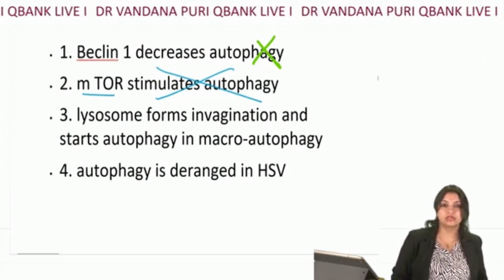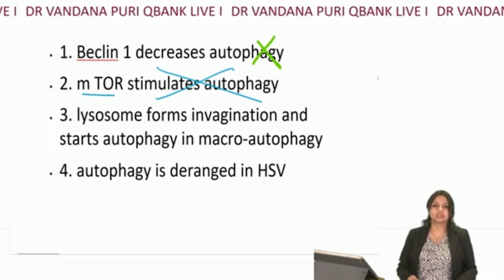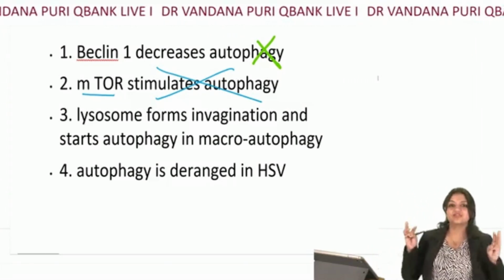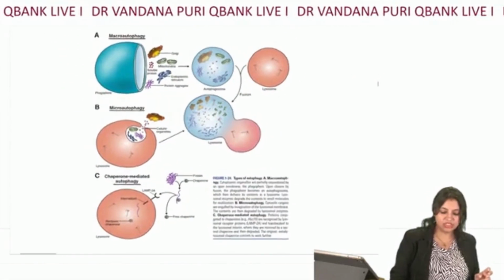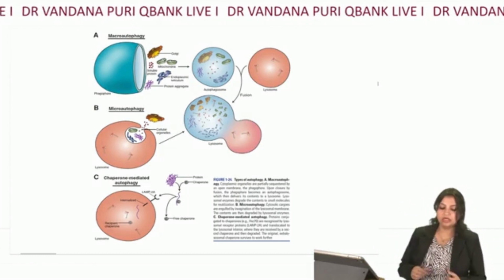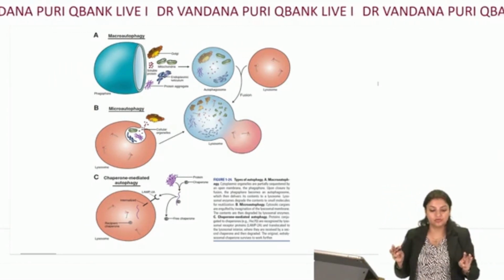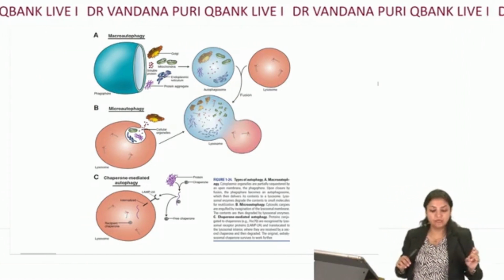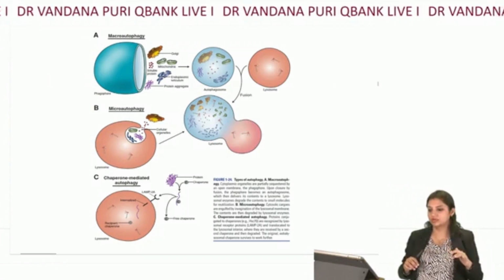Now let's come to the third. Lysosomes form invagination and start autophagy in macroautophagy. What is this macroautophagy? What is autophagy? Actually, we have 3 types of autophagy. This is a very good diagram, which I have taken from a book, Rubin. So remember, when I talk about autophagy, there are 3 types: macroautophagy, microautophagy and chaperone mediated autophagy.